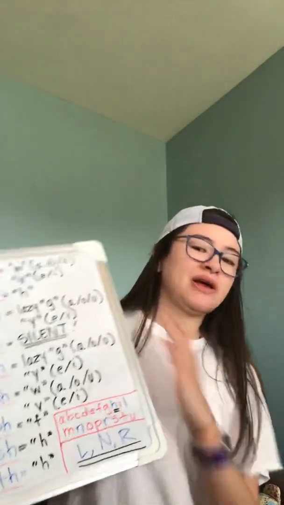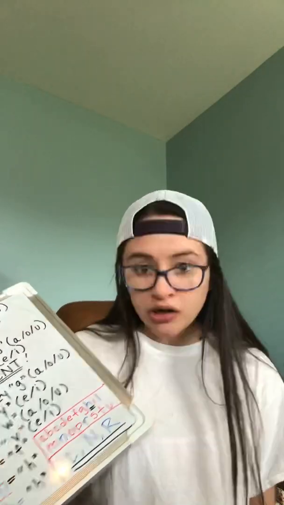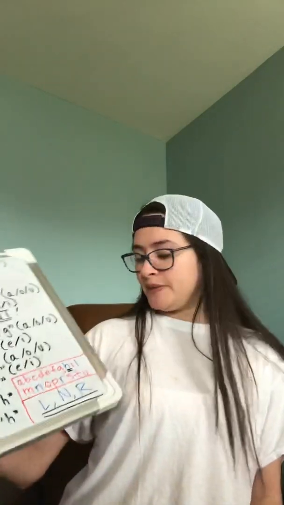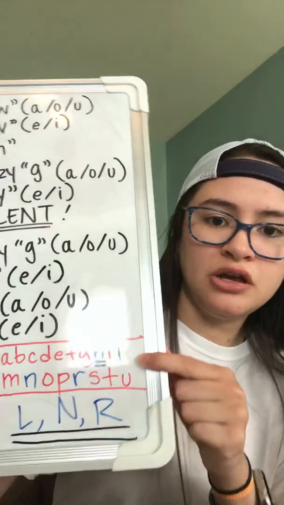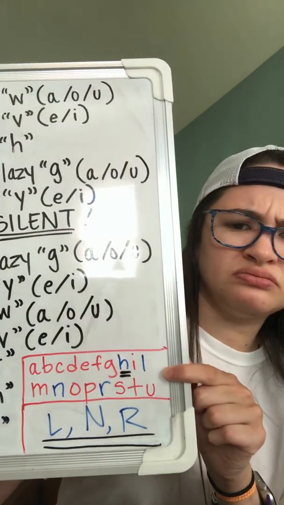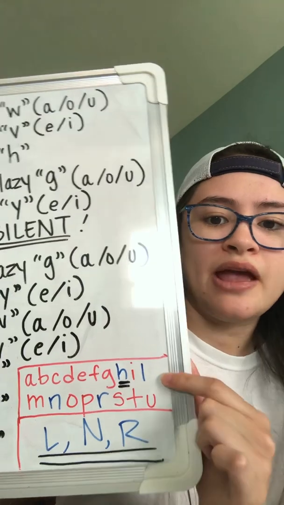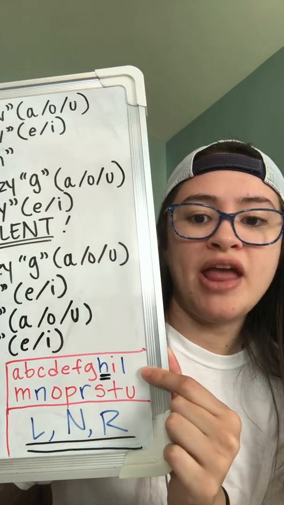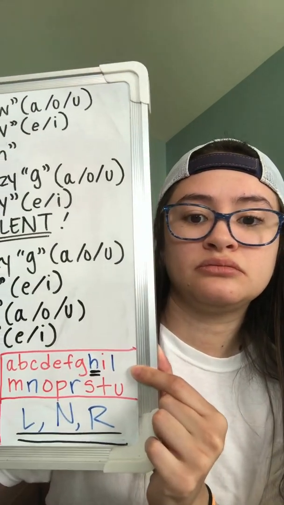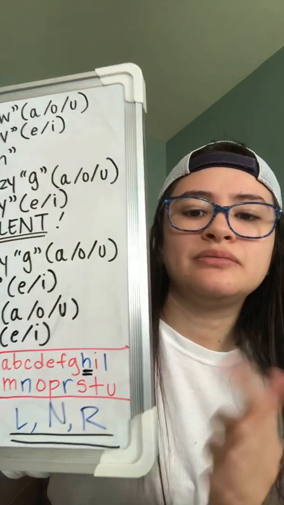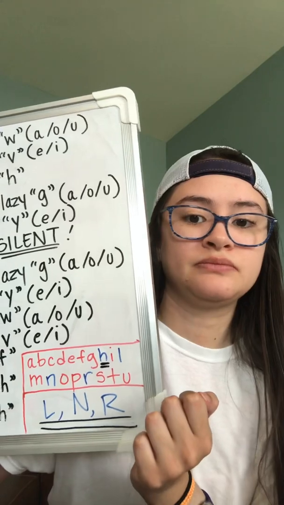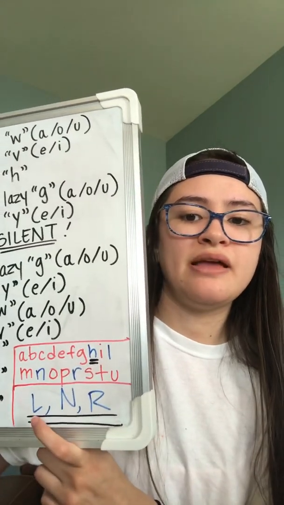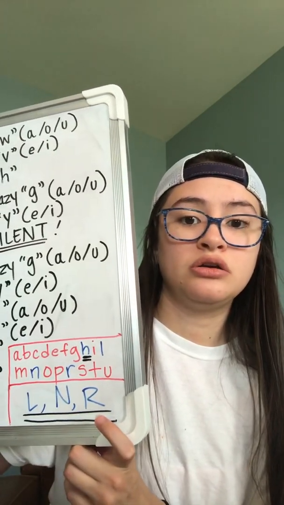Before I get into it, I think it's important to know that there aren't as many letters in the Irish alphabet as there are in the English alphabet. This is the entire, in the red box here, that's the whole Irish alphabet. Everything in blue cannot be lenited. Particularly L, N, and R can never be lenited.